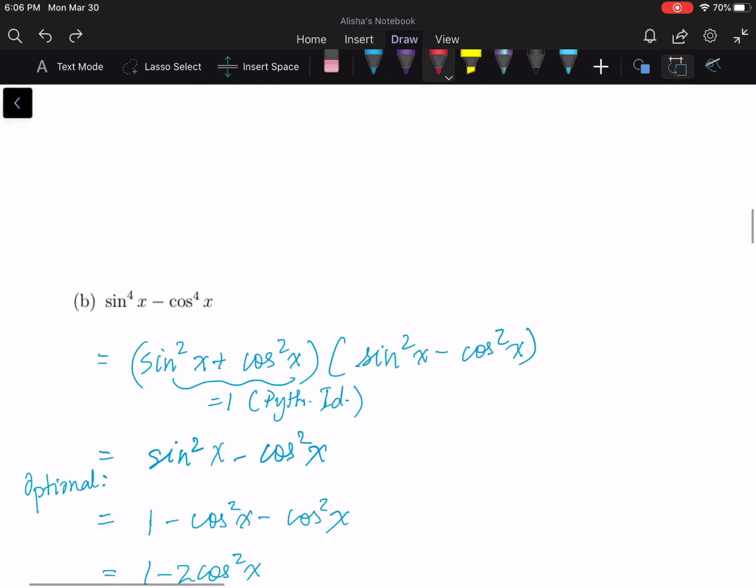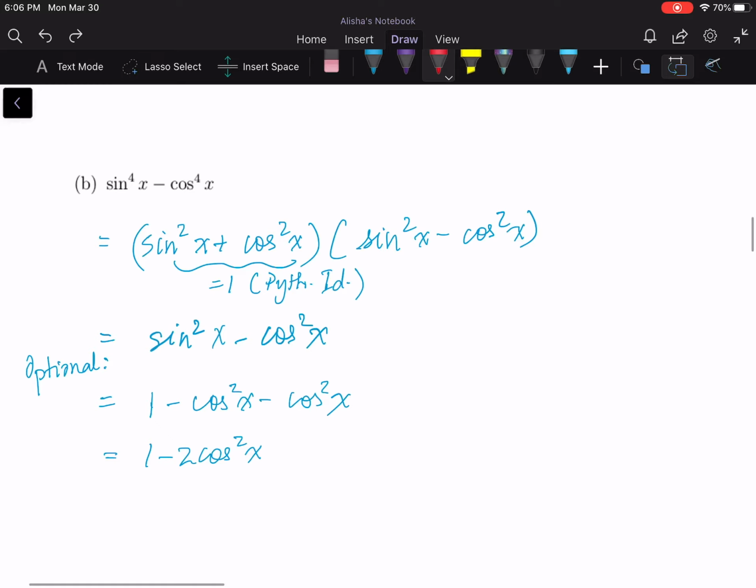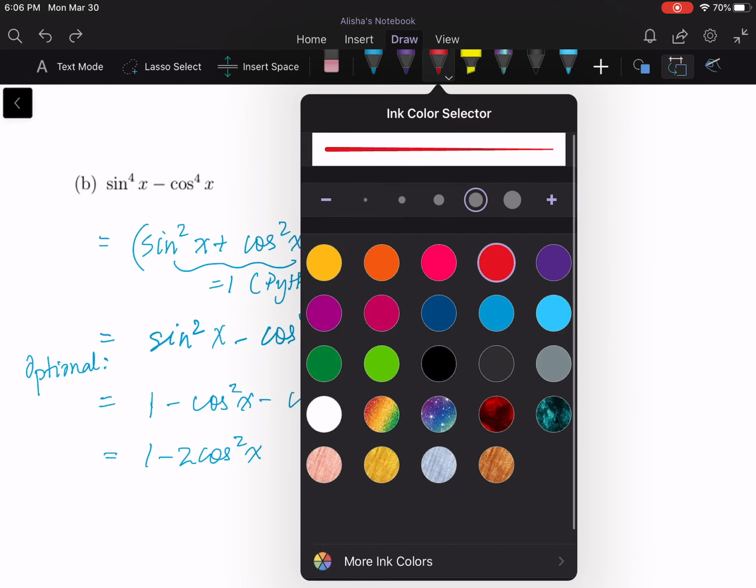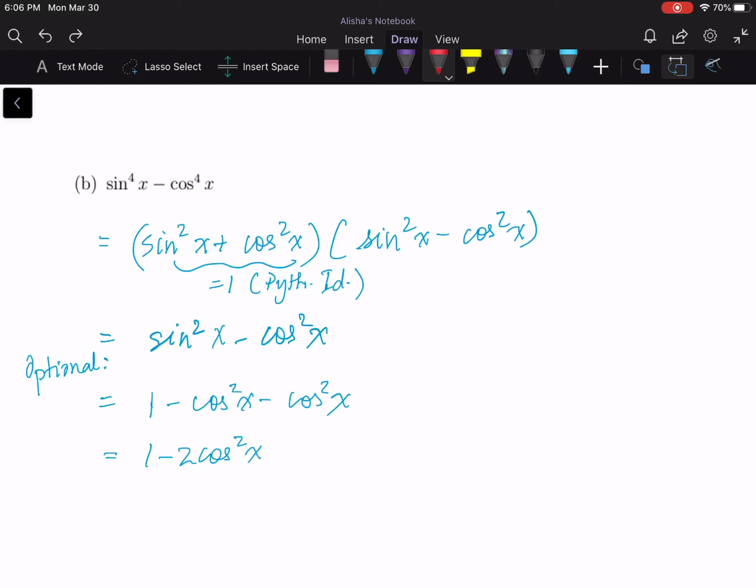And here we have sine to the 4 minus cosine to the 4. And my first thought with an expression like that is this formula, the difference of squares formula, which gives us a factorization, a plus b, a minus b. So that's kind of where I get this first line from. And it works out really well because the first factor there simplifies really well using the Pythagorean identity.